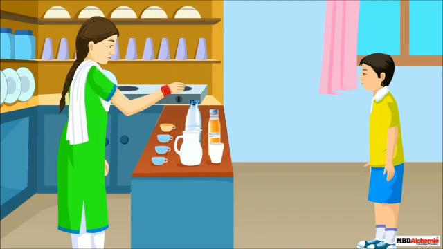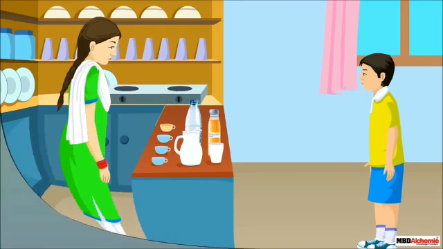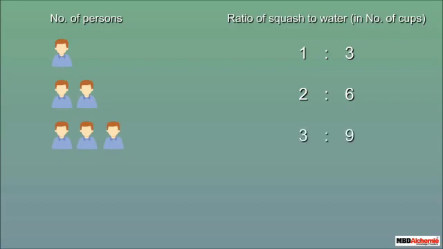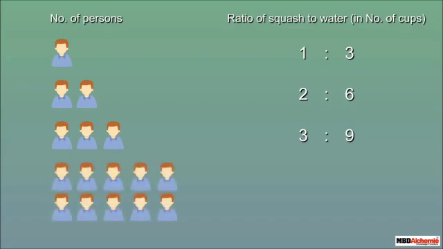Using ratio, it is easy to calculate. How? The ratio of squash to water for one person is 1:3. If we have to make it for 2 persons, then multiply the ratio by 2. Then it becomes 2:6. For 3 persons, multiply it by 3. That is 3:9. Can you find how much squash and water is to be added for 10 persons? For 10 persons, I have to take 10 cups of squash and 30 cups of water. And I come to know by multiplying the ratio by 10.